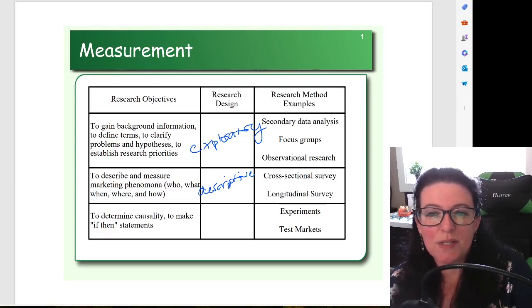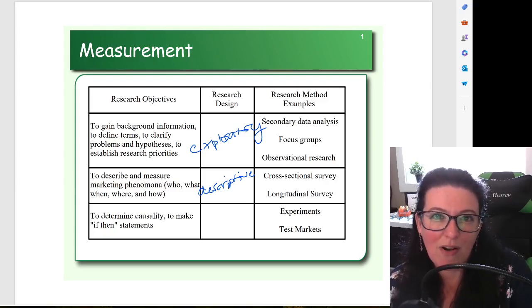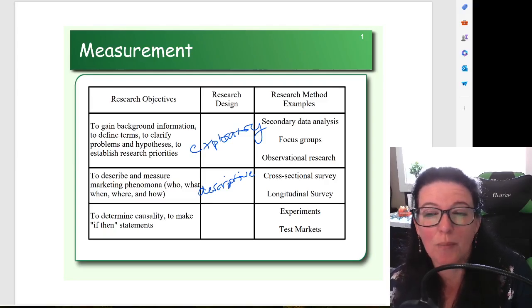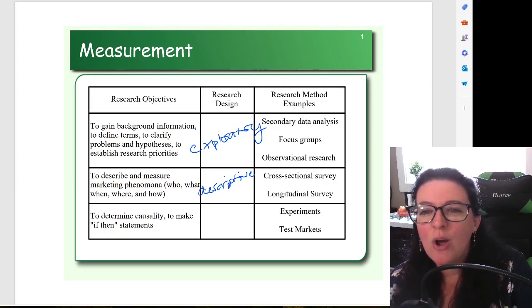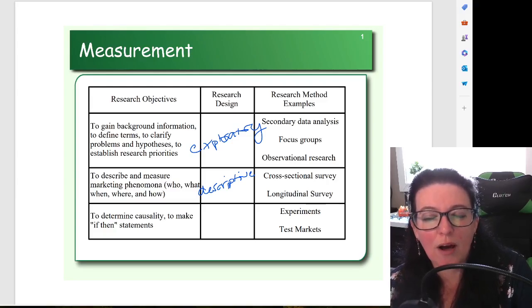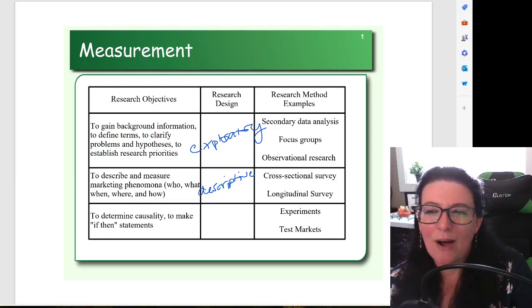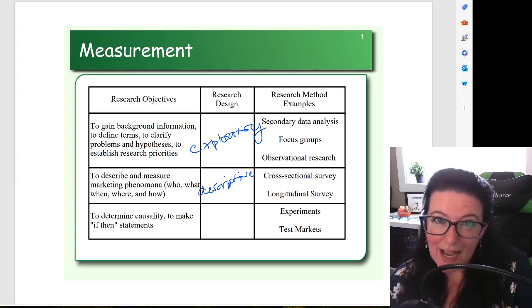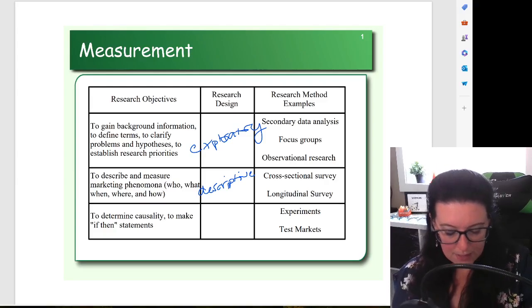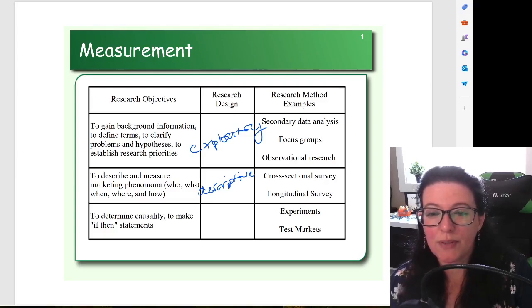So when we're looking at descriptive design, we are looking at describing and measuring. In the context of marketing research, it would be a marketing phenomenon, but it doesn't have to be in terms of marketing research. This is in research in general. We're describing and measuring some kind of phenomenon. So who are these individuals? What is it about them? When do they do things? Where are they located? How do they think about things? So we are describing what is happening. And we can describe what is happening at one time, cross-sectional, or it can be longitudinal, so we can measure multiple things over time.